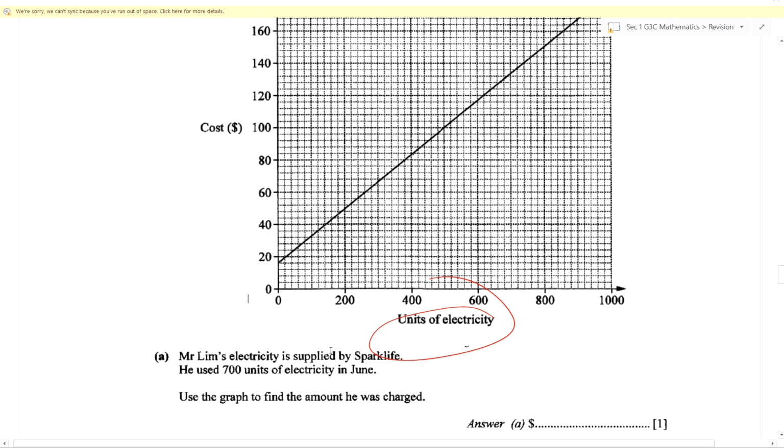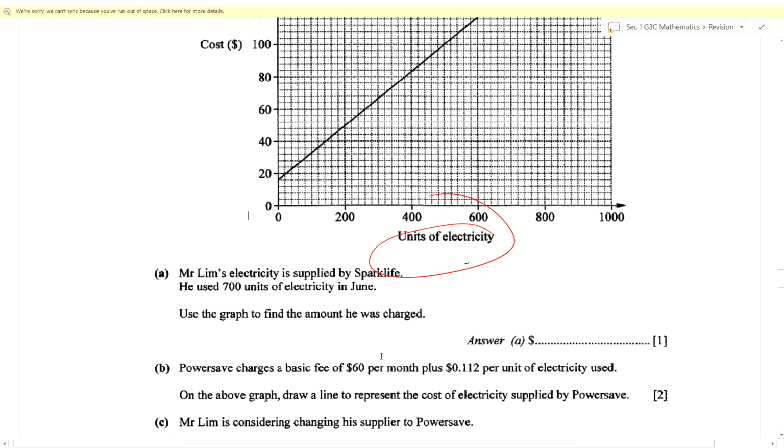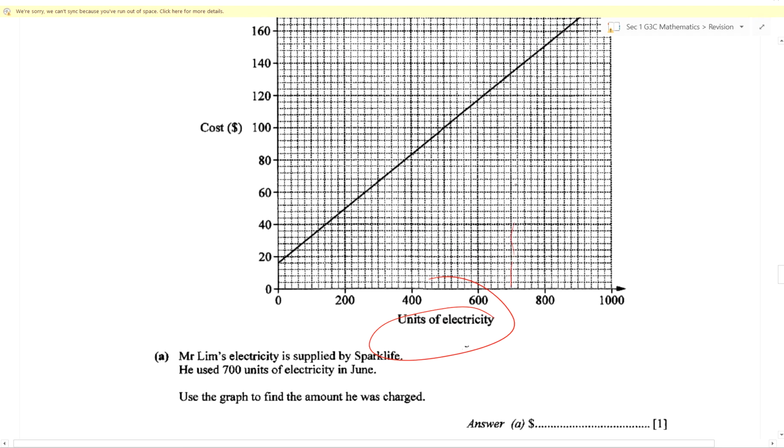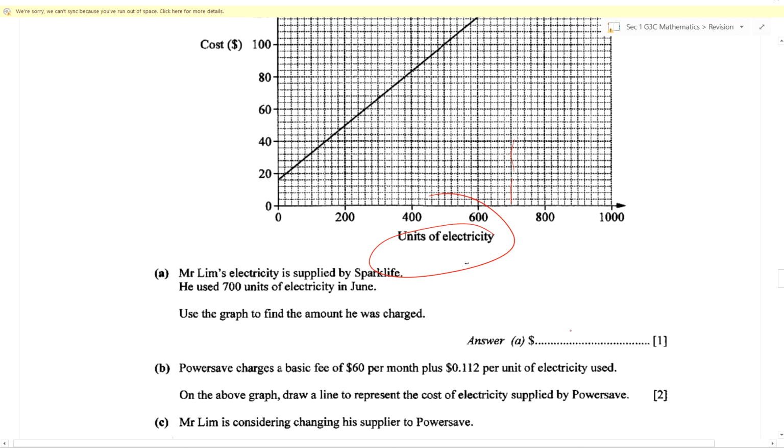So now, find out the amount that he was charged. Based on this graph, for 700 units, just draw a line up and read off, we get about $134. Okay, according to the graph.